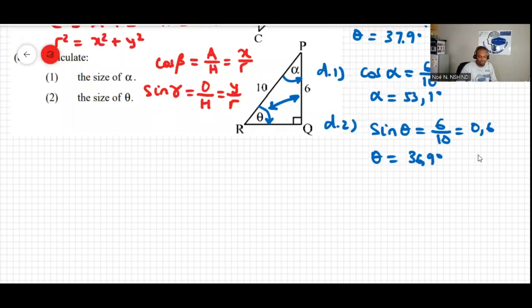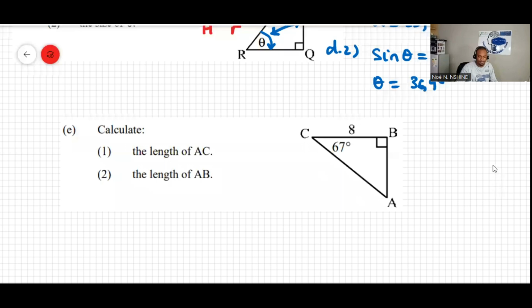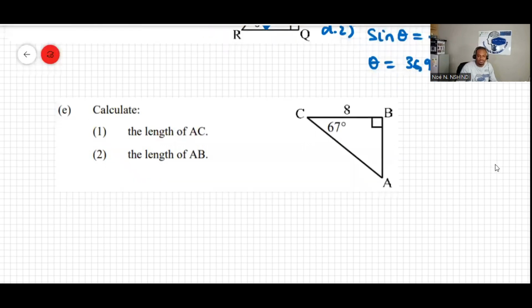Now we can also do other questions, like let's see question E. Here the question says calculate the length of AC. So I look at AC. We have the angle here. The angle is this one, not at the hypotenuse, but there.